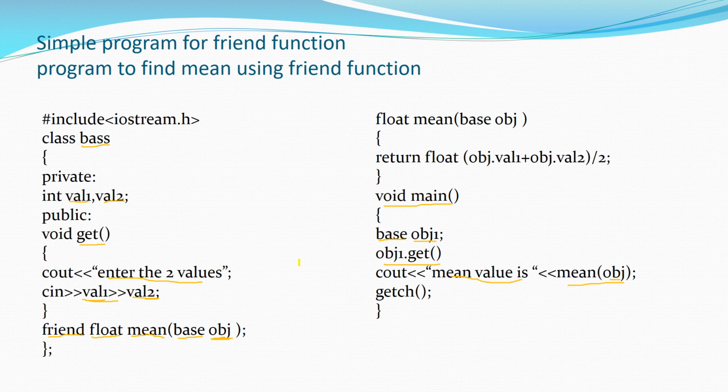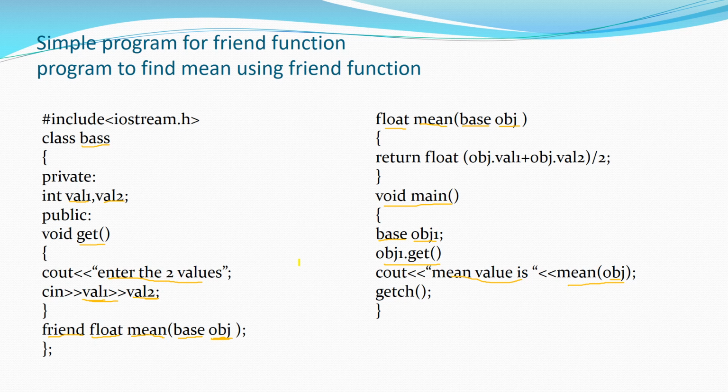Once the function has been called, it is going to go to the class and check whether mean is a friend function. Yes, we have mean as a friend function. So whatever mean has been declared as a friend function, I'm going to define the friend function outside the class, with a float return type. Mean is the friend function name. Base is the class name. And the object is going to hold the value to be used in the return.